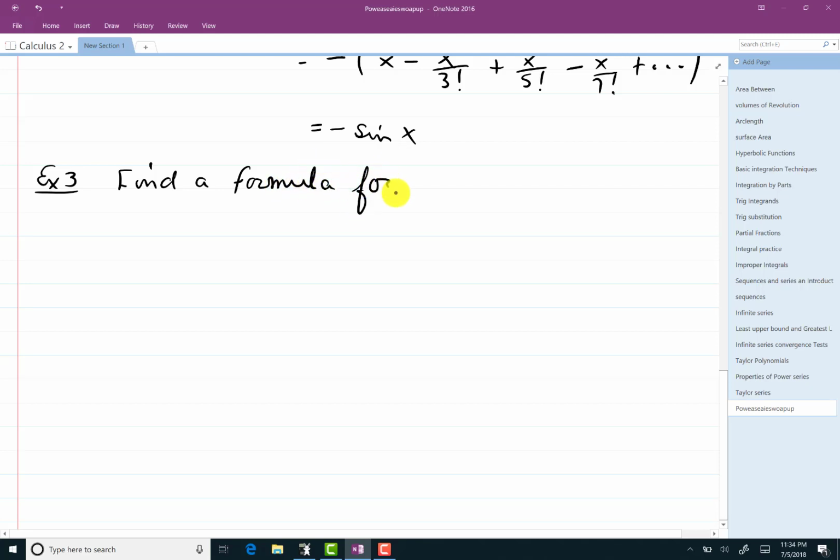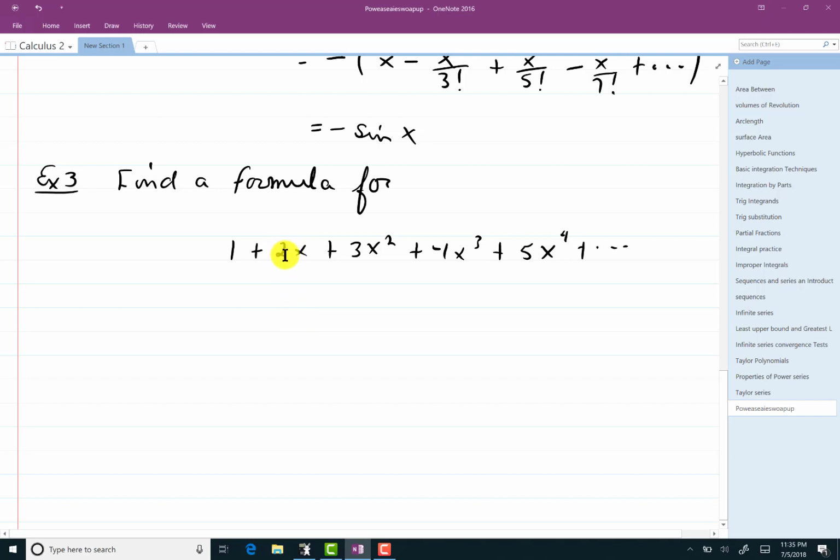Alright, for this one, I want you to find a formula for the following series: 1 plus 2x plus 3x squared plus 4x cubed plus 5x to the 4th plus and so on. Now the idea is for you to look at this and say, well, I see that this is almost a series I'm familiar with. If you'll notice here, look at this 2x.